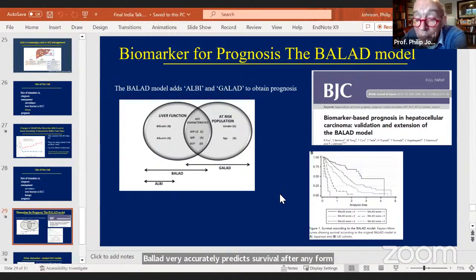And here's one example, survival according to a Ballad model. And there are 5 grades. And you can see that the good grade, the median survival is about 3 years, whereas in the poorest grade, the median survival is much less than 1 year. So this is a very useful model, very easy to apply. And there's the reference if you want to have a look at it.